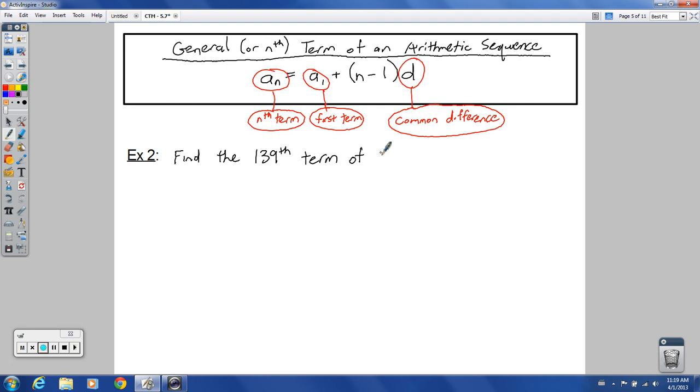So find the 139th term of the arithmetic sequence.